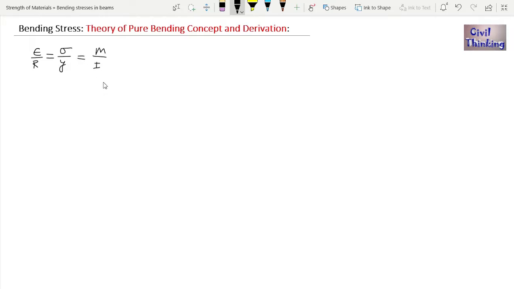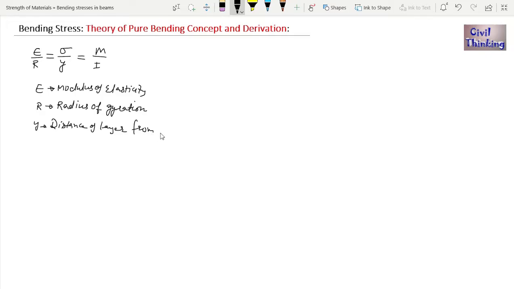This is the equation of pure bending, where E is the modulus of elasticity, R is the radius of gyration, Y is the distance of layer from neutral axis, M is the moment or moment of resistance, and I is the moment of inertia, basically area moment of inertia.